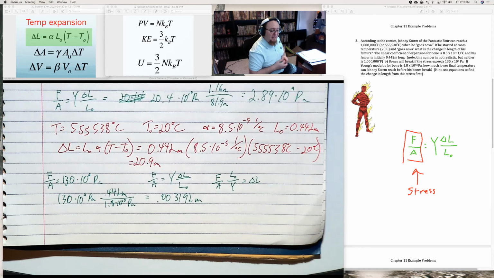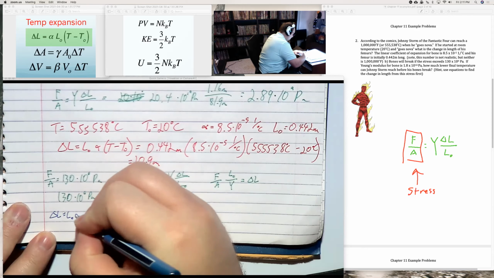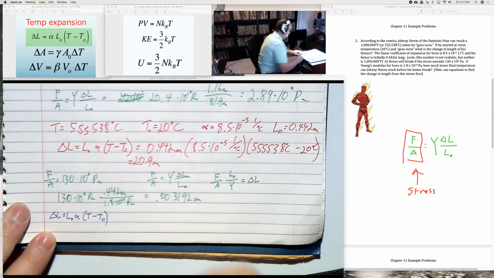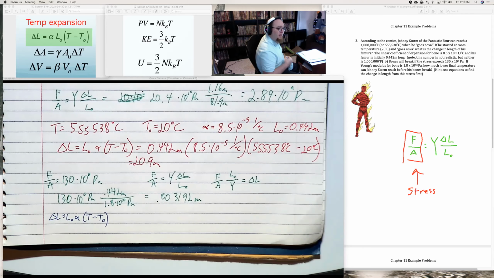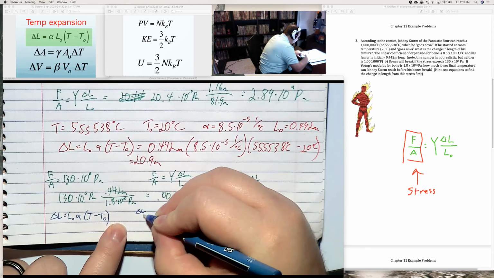Now that I have that length, I can go back to my delta L equals L naught alpha times T minus T naught. And the question is, what temperature can he reach? I'll just solve this for T. What I can do is divide both sides by L naught alpha.